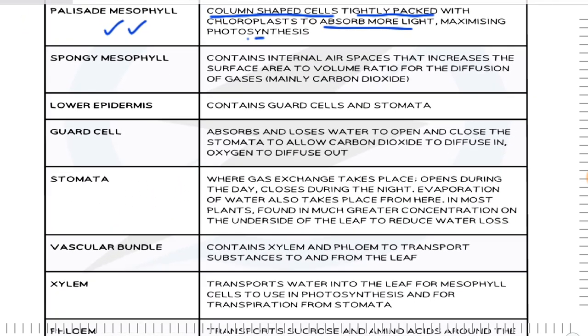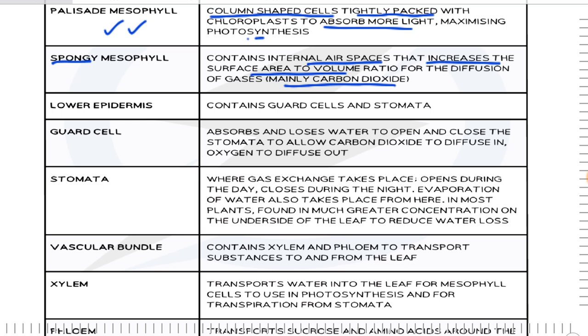Then we go to the spongy mesophyll. When we talk about the spongy, we also talk about the air spaces that are between it. And so it contains internal air spaces that increase the surface area to volume ratio for the diffusion of gases, mainly the diffusion of carbon dioxide, because that is what is required in large amounts. And then we also have the lower epidermis, which is the one at the bottom.